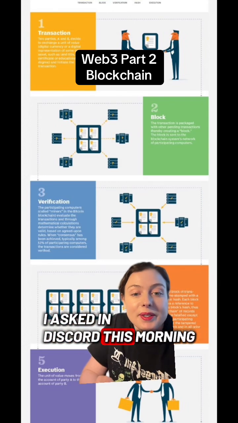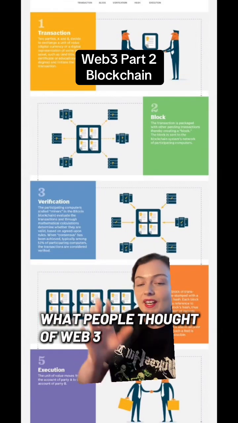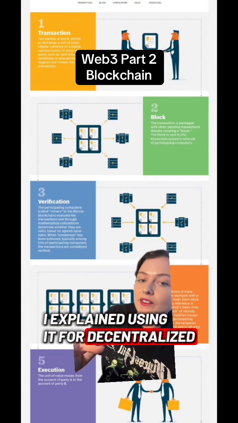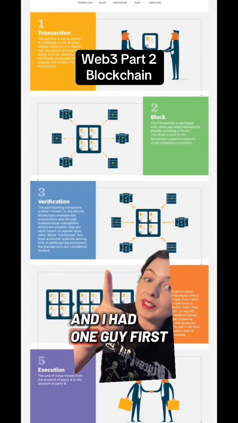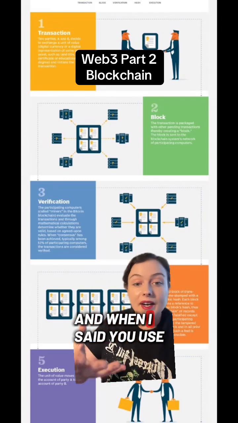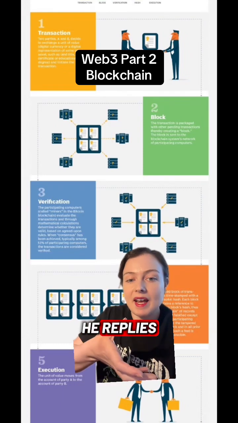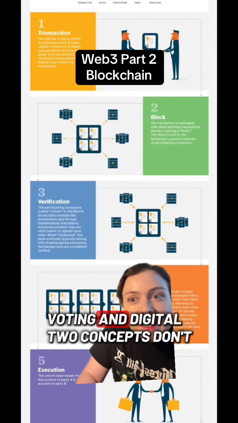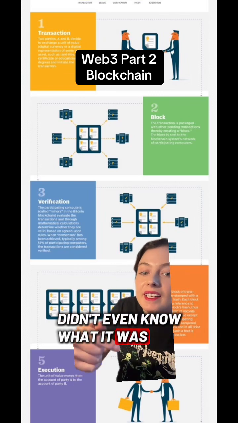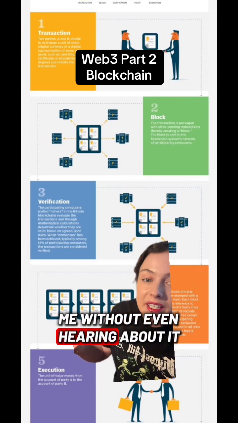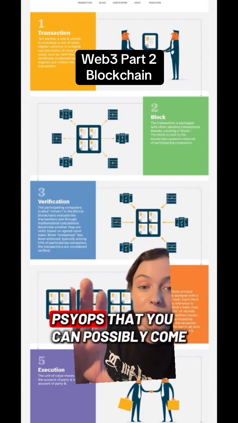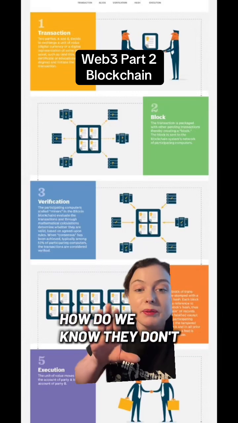I asked in Discord this morning what people thought of Web3, and a lot of people focused on crypto. I explained using it for decentralized government is also an option, and I had one guy first say, "Oh, what's that? I've never heard of it before." And when I said, "You use it to vote," he replied, "Voting and digital, two concepts don't mix." But you just said you didn't even know what it was. And yet your automatic response to me without even hearing about it was that voting and digital systems shouldn't mix. That is the biggest load of psyops that you can possibly come across. How do we know they don't mix?